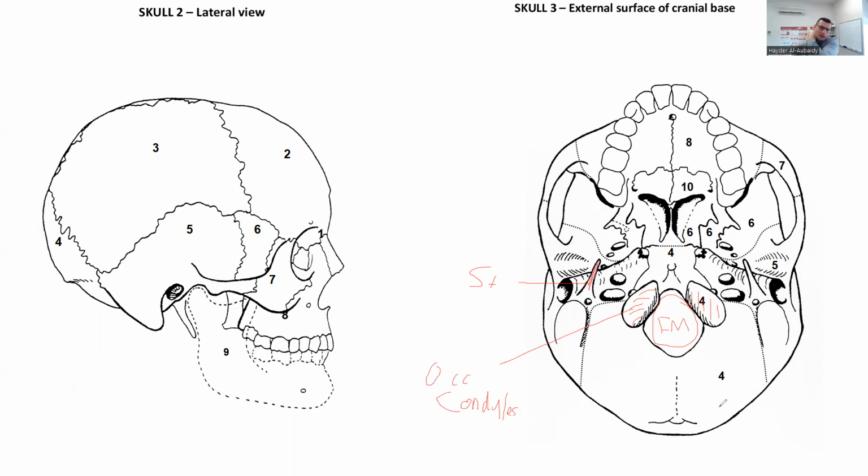Sorry, is that a question? Yeah. Can I ask about the function of the occipital condyle? Yes, you can certainly ask. Can anyone help us find the answer for why we've got the occipital condyles?